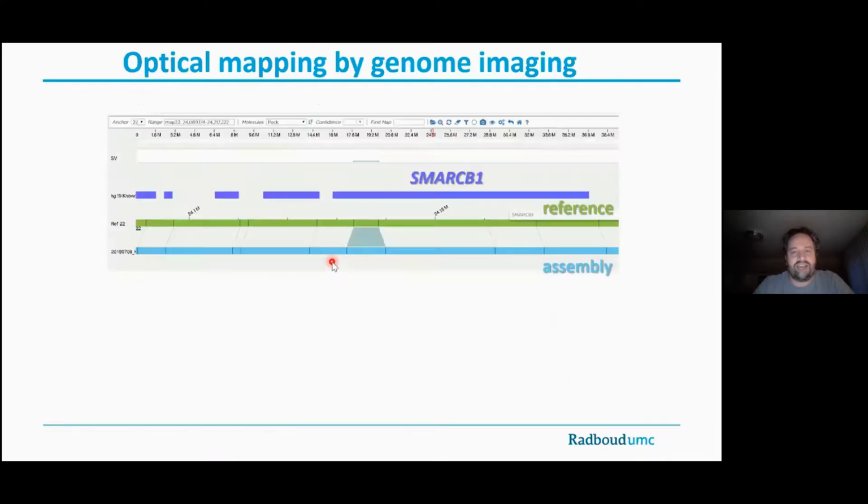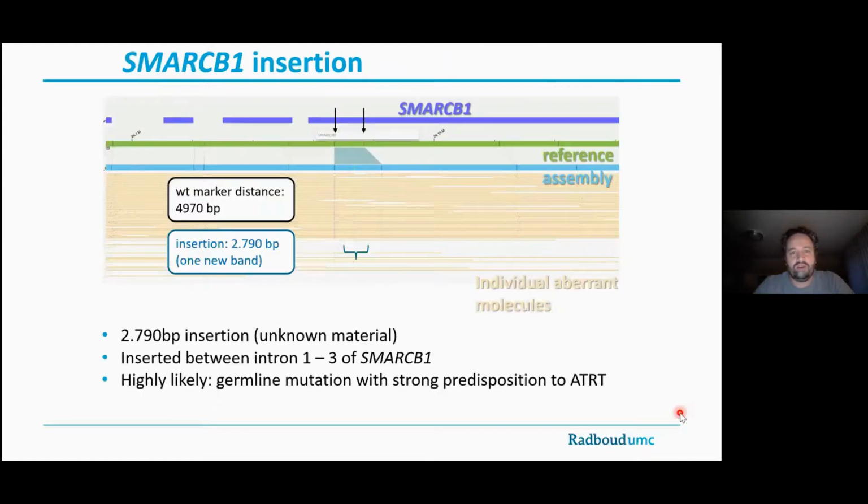And then we obviously already had an extremely good candidate locus. What you see here is an event that was called exactly in the gene SMARCB1. So that's one of the 35 private structural variants in this person's genome. If I zoom into the details, you will see here that there is an insertion of close to 2.8 kilobase pairs that also creates one new label that is not present in the reference, but it is present in the assembly of the patient's molecules that we studied.